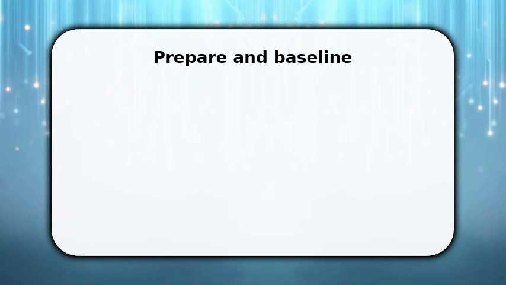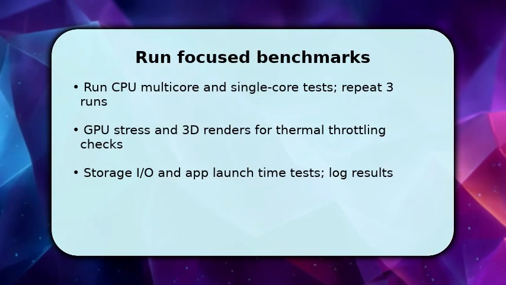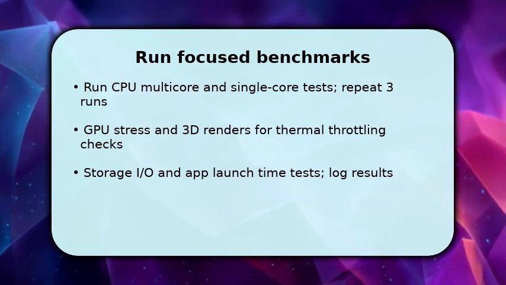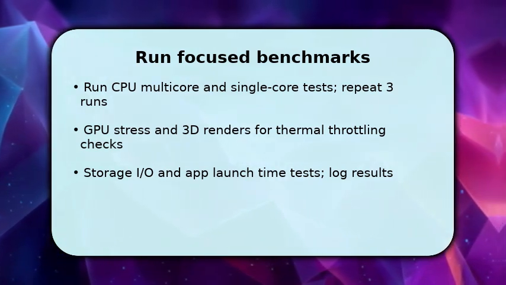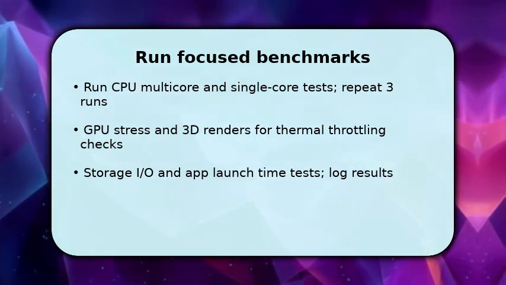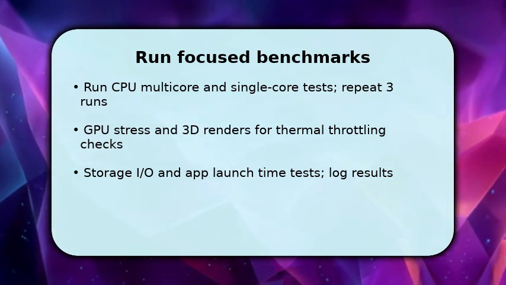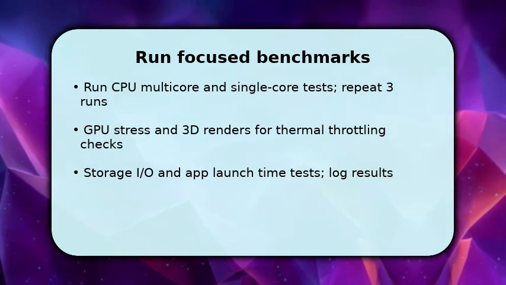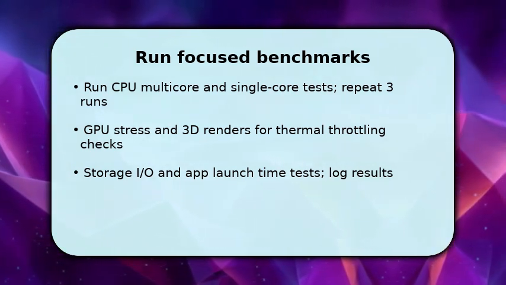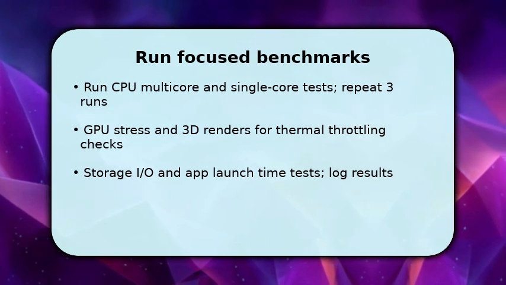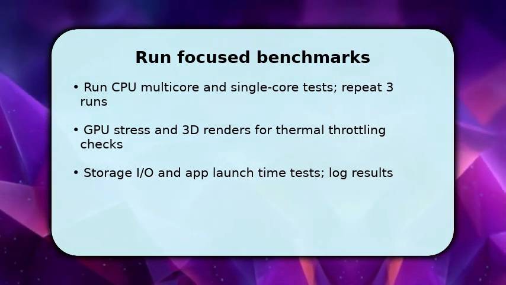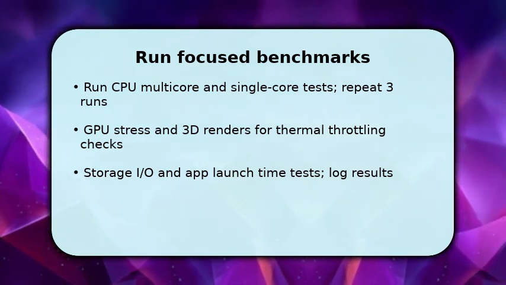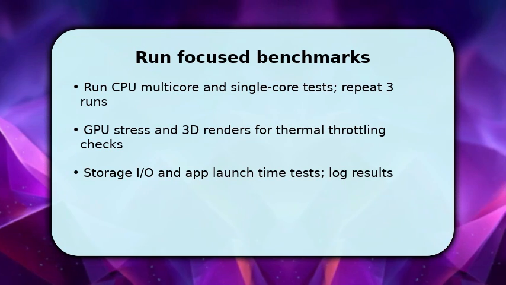You now execute the detailed tests that reveal real performance. Start with CPU single and multicore tests, repeating each test 3 times to average out variance. This shows sustained versus burst performance. Then run GPU stress and 3D rendering sequences to expose thermal throttling and frame time stability. For storage, run sequential and random I/O tests and measure app cold and warm launch times. Make sure to log every run with timestamps so you can correlate drops with temperature.